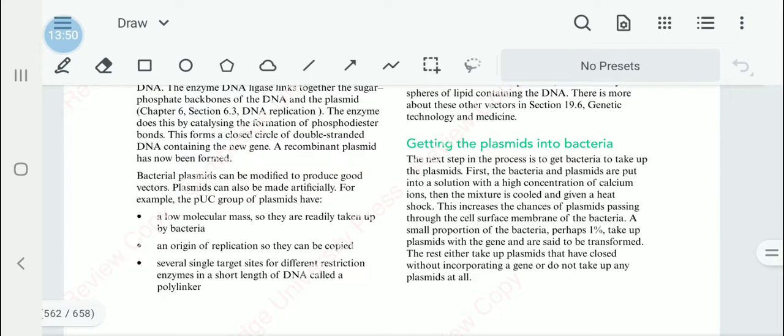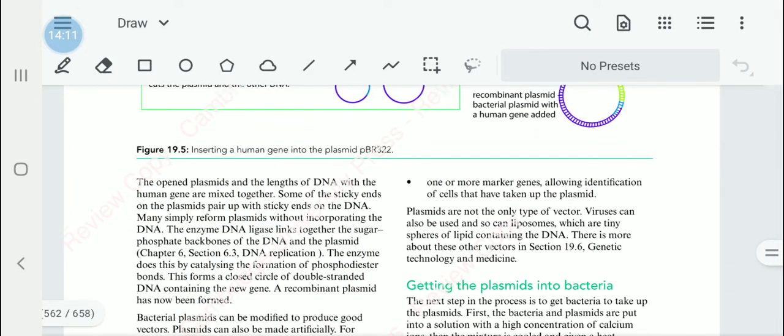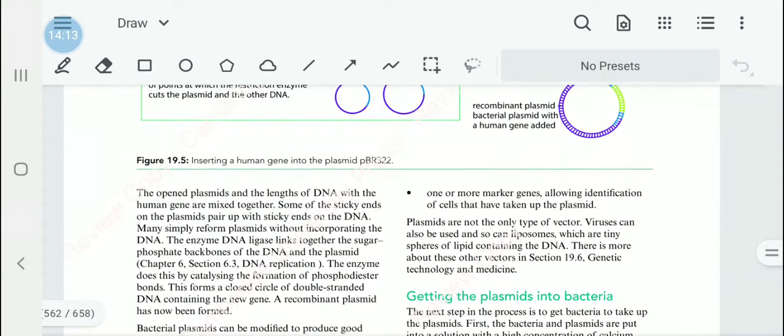Number 1, a low molecular mass, so they would be taken up readily by bacteria. Number 2, an origin of replication, so they can be copied. Number 3, several single target sites for different restriction enzymes in a short length of DNA called polylinker. Number 4, one or more marker genes allowing identification of the cells that have taken up plasmids.